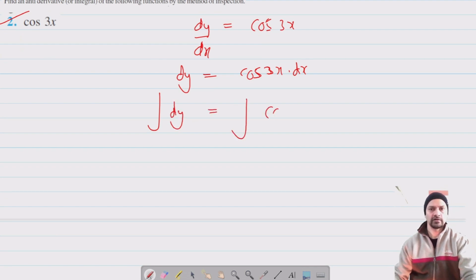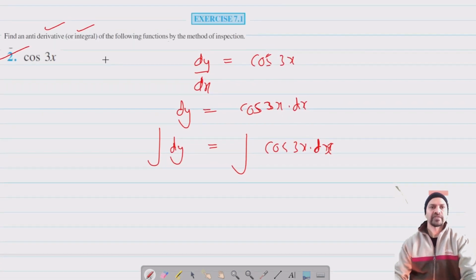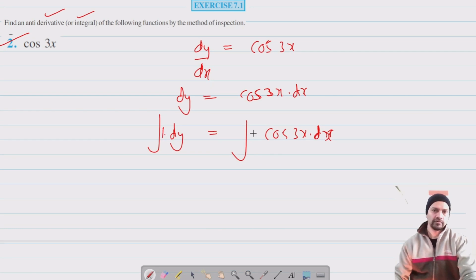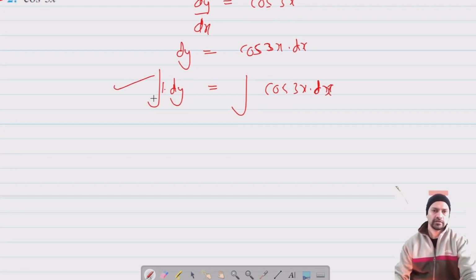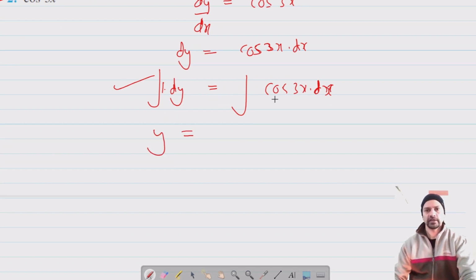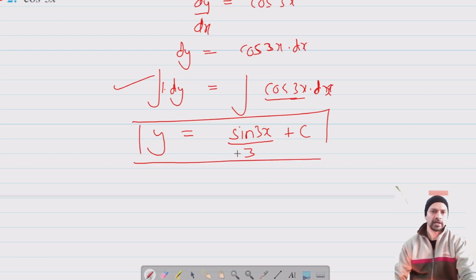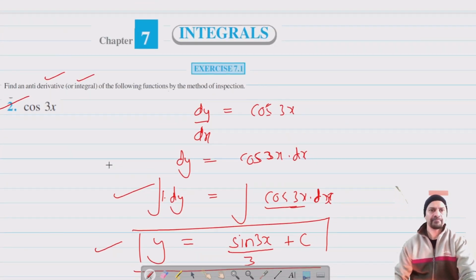So it is integration of 1 into dy, which gives us the function y, and the integration of cos 3x is sine 3x, and the differentiation of 3x is 3, so it has to be divided by 3, plus c. That's our antiderivative for cos 3x.